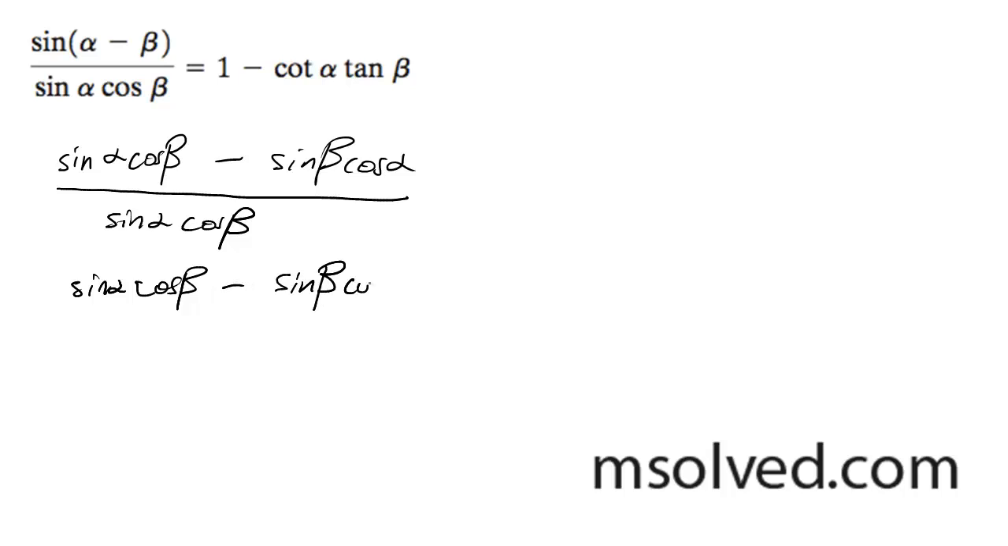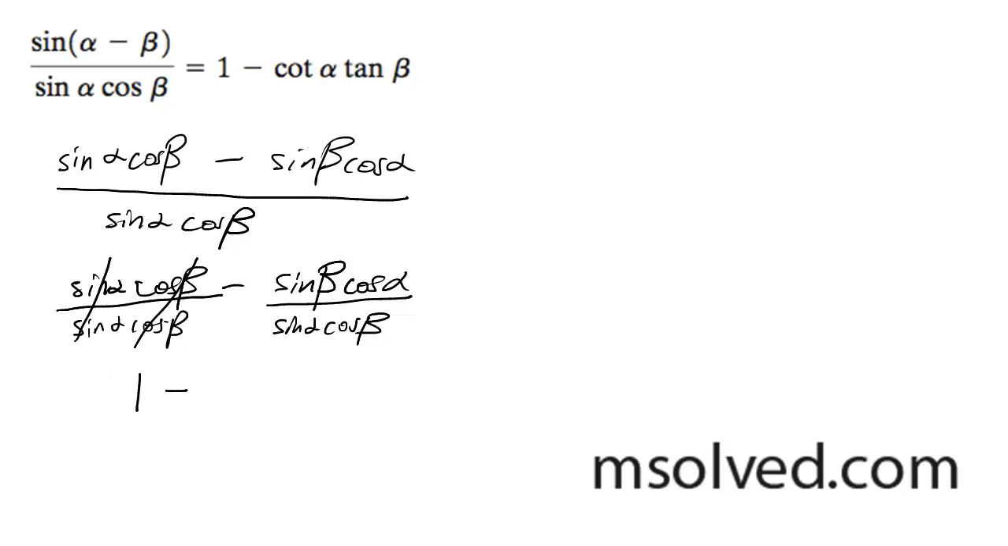And next, we're going to get sine alpha cosine beta minus, I'm going to separate these two, and we're going to get sine alpha cosine beta, and then over here the same thing, sine alpha cosine beta. So these sine alphas cancel out, and over here these cancel out, so you end up with one.